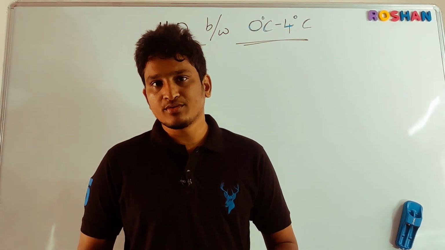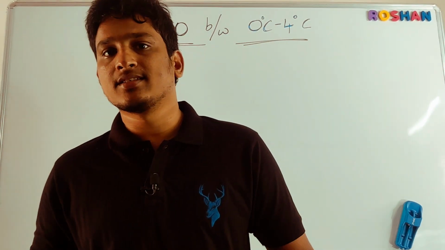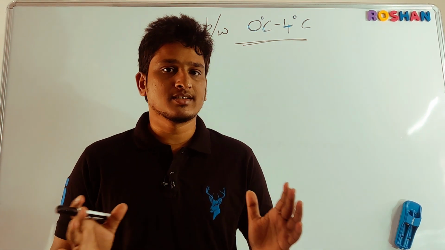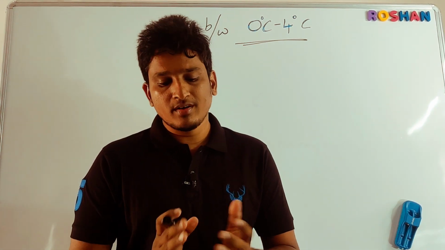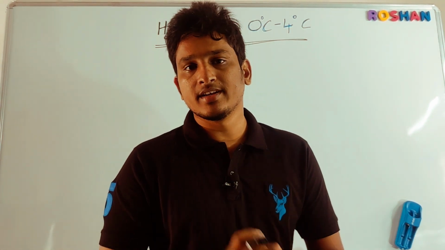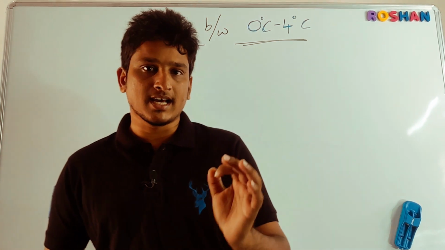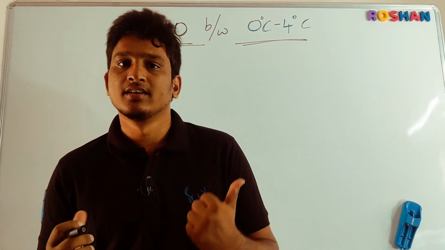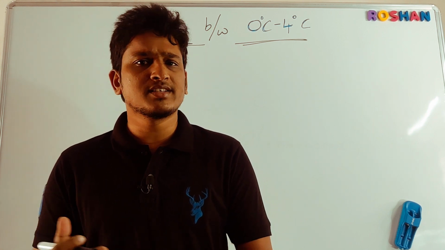Hello students, H2O between 0 to 4 degrees Celsius. So what is really happening between 0 to 4 degrees Celsius for H2O? We know that the melting point of ice is 0 degrees Celsius and its boiling point is 100 degrees Celsius. But what is the speciality about this temperature range, which is 0 to 4 degrees Celsius? What is really happening there?